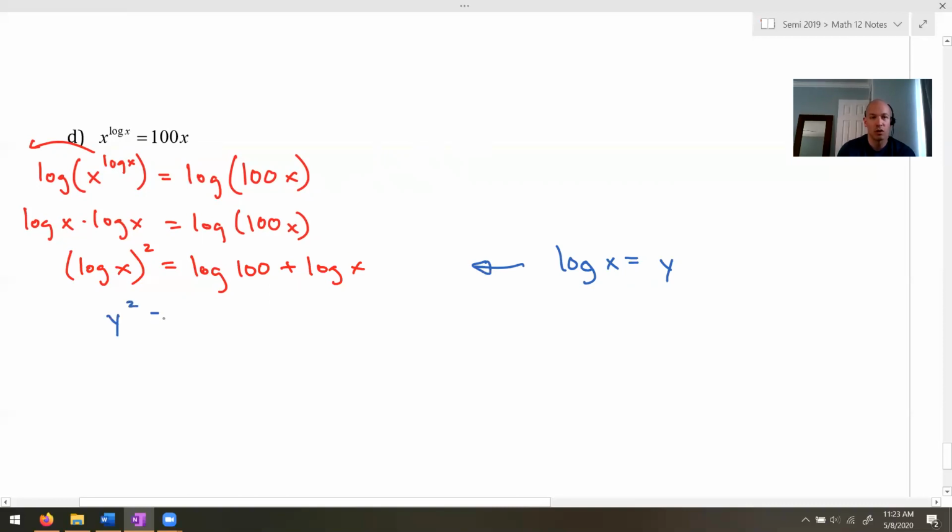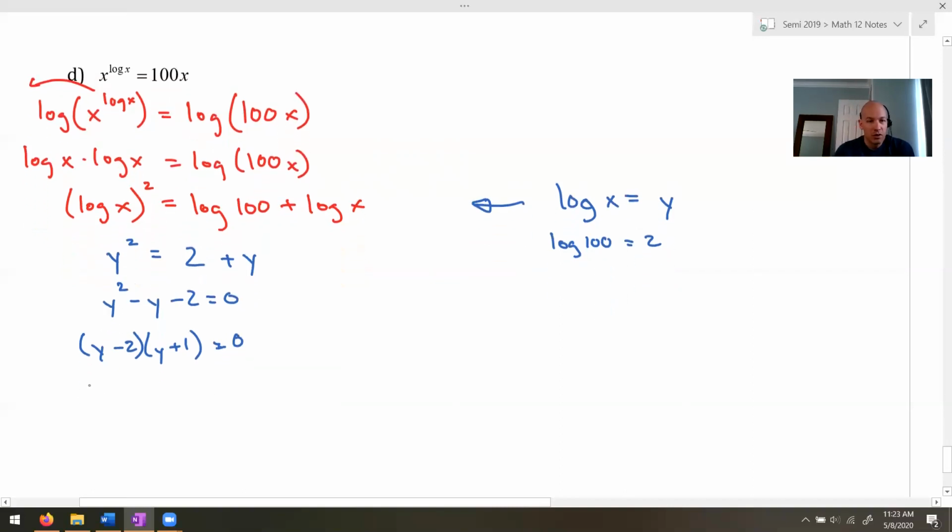This becomes y squared. Log of 100, it turns out that's actually just a number. That's just 2, right? This isn't any weird substitution. That's just the fact that log base 10 of 100 is 2, and then this becomes y. So this is kind of a clever little question where we wind up having this kind of quadratic. So we've got y minus 2 and y plus 1 equals 0.